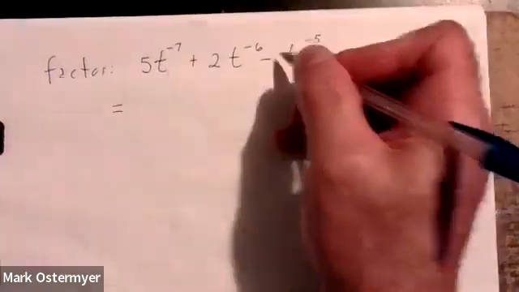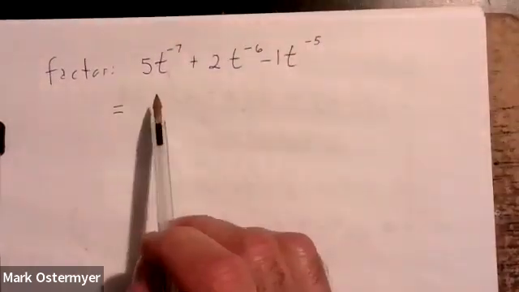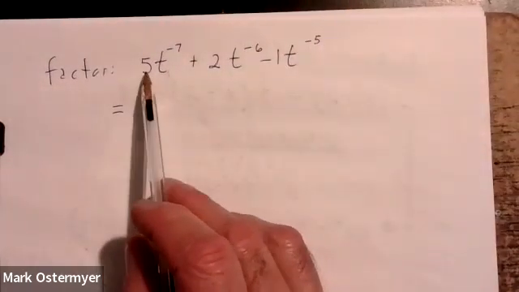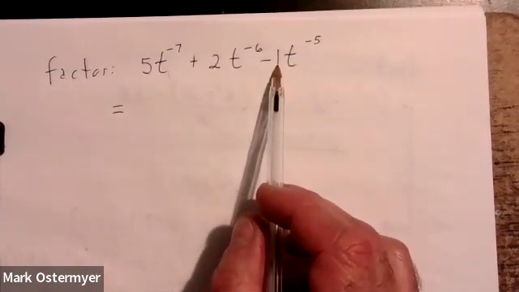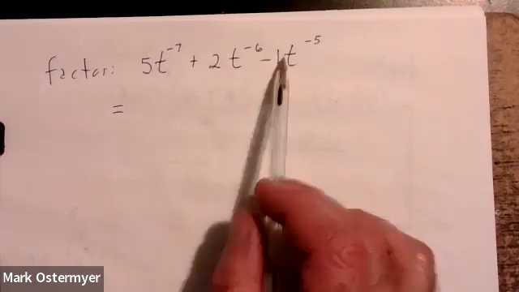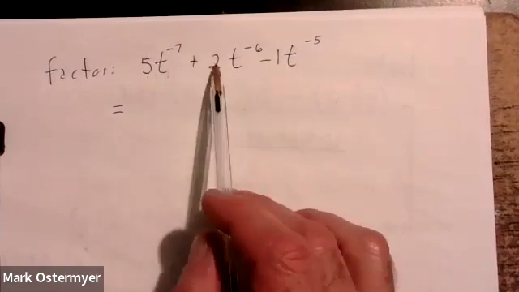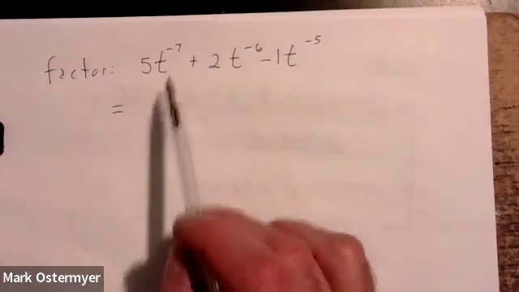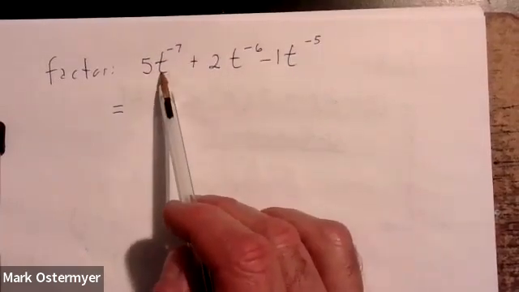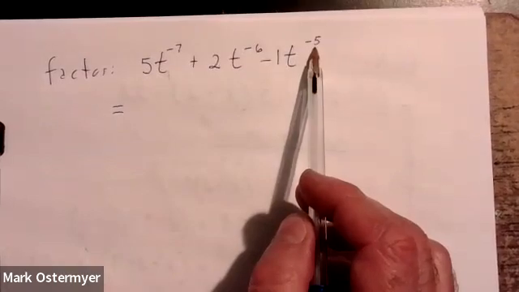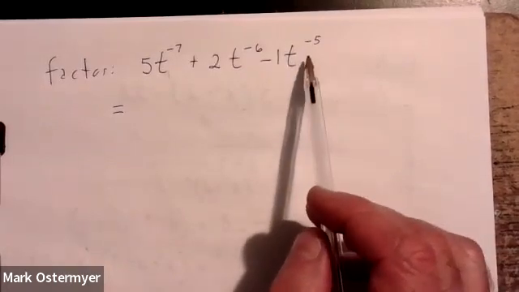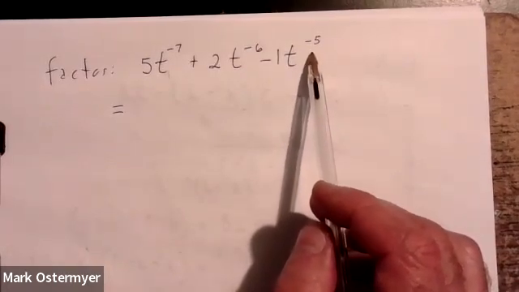And let's just look at the coefficients first. What would be the greatest common divisor or factor of 5, 2, and 1? Well, that's only going to be 1 or negative 1, correct? So there's really nothing we can factor out of 1, 2, and 5. Let's look at the variables. What can I factor out of t to the negative 7, t to the negative 6, and t to the negative 5? Well, keep in mind, when we were factoring greatest common factors out of each term of a polynomial, we always factored the smallest exponent out.